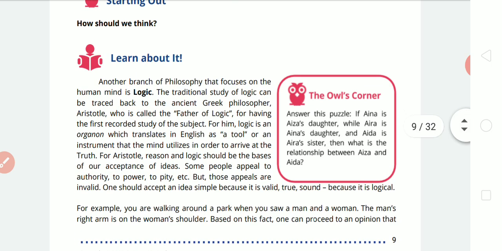Some people appeal to authority, to power, to pity, or etc. But those appeals are invalid. So one should accept an idea simply because it is valid, true, sound. That is, because it is logical.